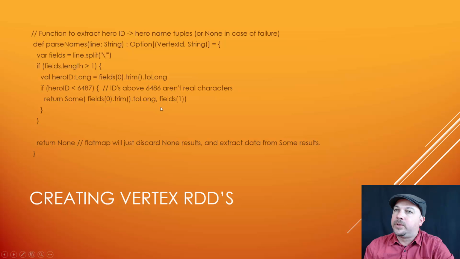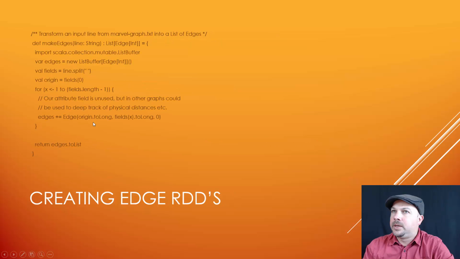But if the superhero ID is valid, we will return the superhero ID converted to a long, which is the same thing as a vertex ID, and the superhero name. So this is returning a Some instance that indicates that we actually have a result of the superhero ID converted to a vertex ID and the superhero name. And if it is an invalid entry, we return None, and FlatMap will just ignore that entry. Now for making the edges, not much more complicated here.